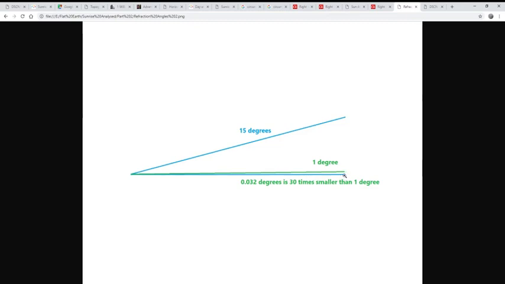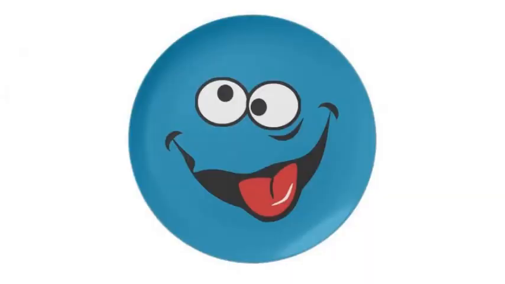So for a laser to curve over a lake, it requires 0.032 degrees. And the flatties complain like crazy about that. But at the same time, they accept that they can make up a deficit of 15 degrees. I think I'll have to laugh about that one.